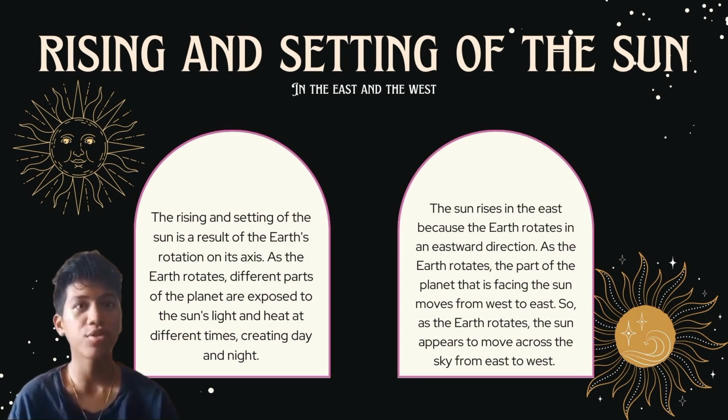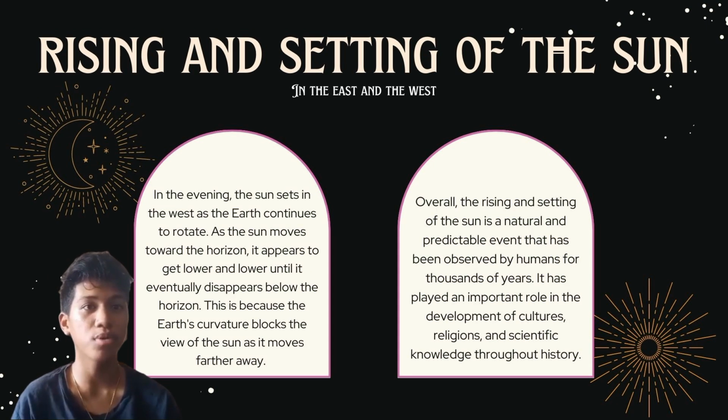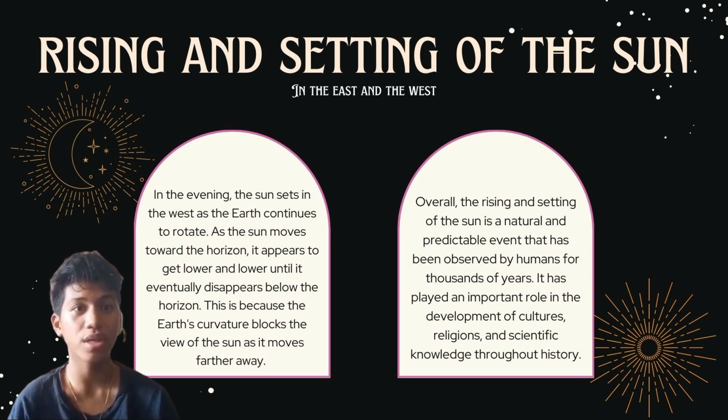The sun appears to rise in the east and set in the west due to the Earth's rotation. As the Earth spins from west to east, different parts of its surface are exposed to sunlight, causing the sun to move across the sky. The sun rises when a location faces the sun and sets when it moves away from the sun, creating the cycles of day and night.